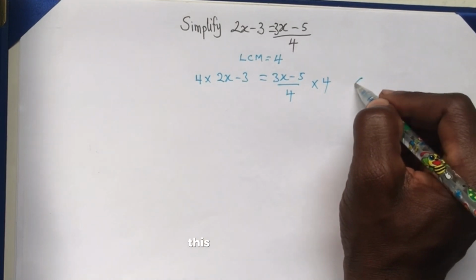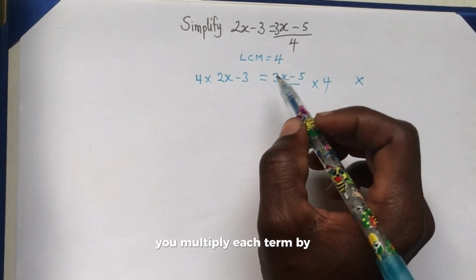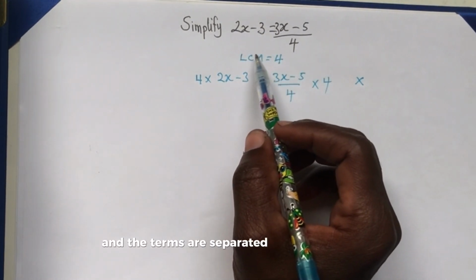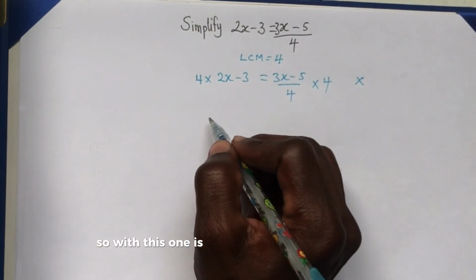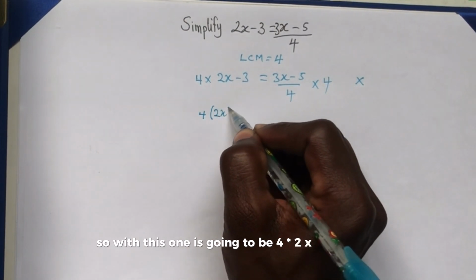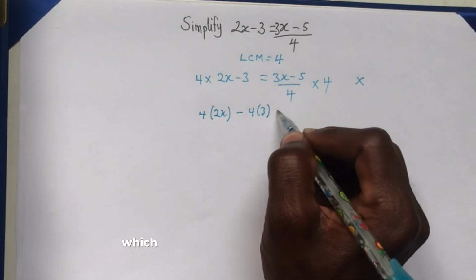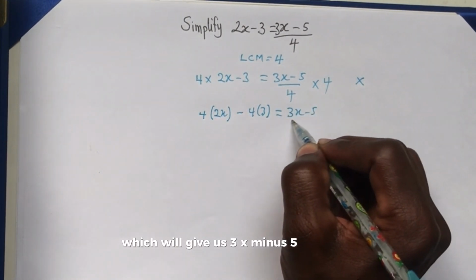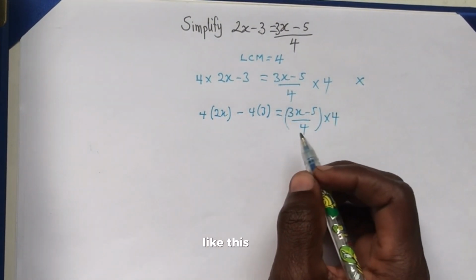When you do this, this one is wrong. You multiply each term by 4, and the terms are separated by the operations. So with this one, it's going to be 4 times 2x minus 4 times 3, which will give us 3x minus 5 over 4 times 4, like this one.